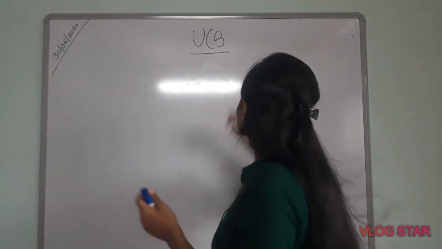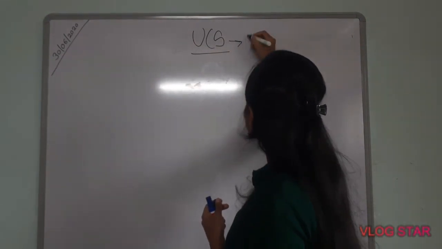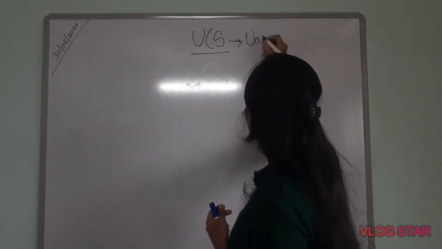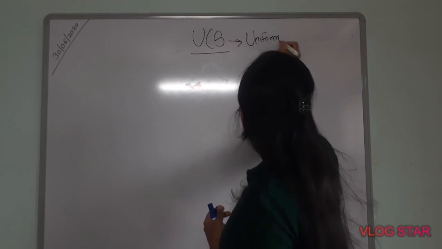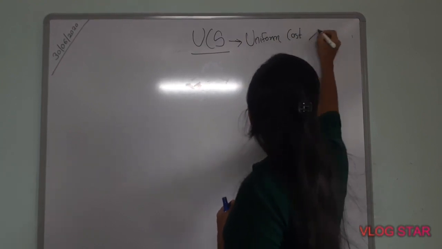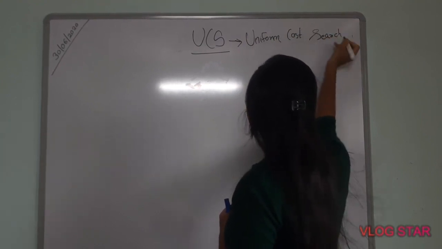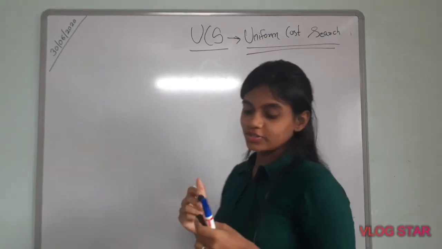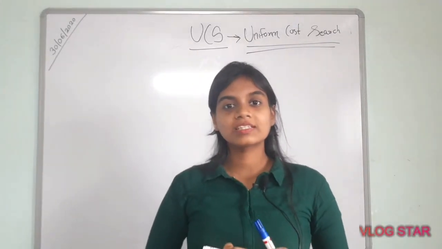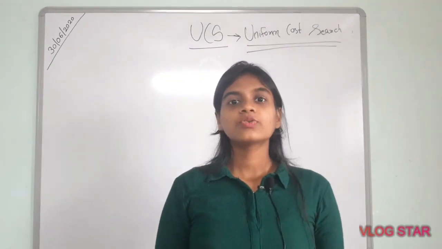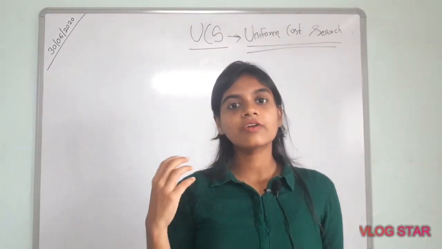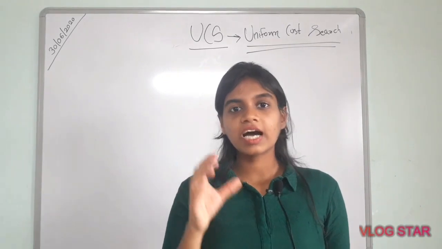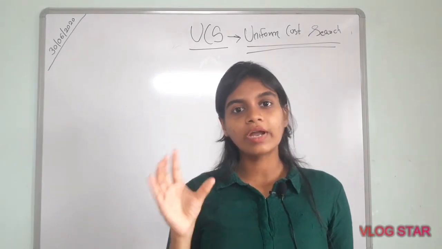Okay, so UCS, its long form is uniform cost search, and its short form is UCS. Uniform cost search is an algorithm used for searching a weighted graph or tree.